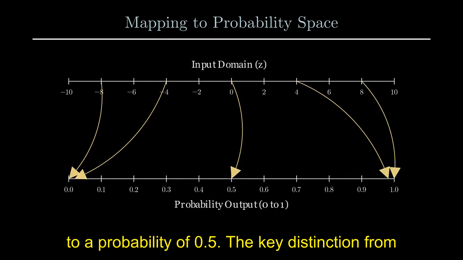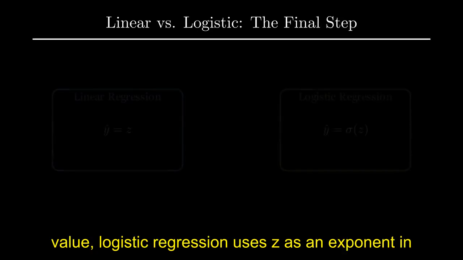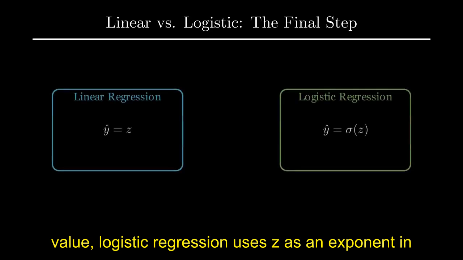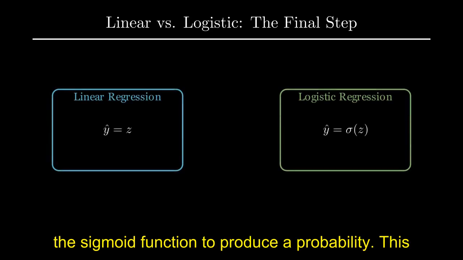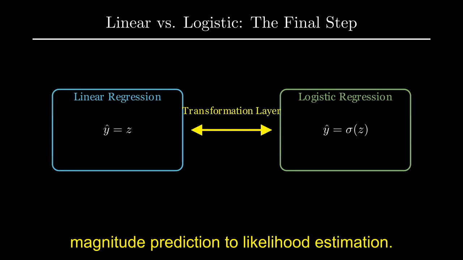The key distinction from linear regression lies not in the input calculation, but in this final transformation. While linear regression directly outputs z as the predicted value, logistic regression uses z as an exponent in the sigmoid function to produce a probability. This crucial step reorients the model's purpose from magnitude prediction to likelihood estimation.